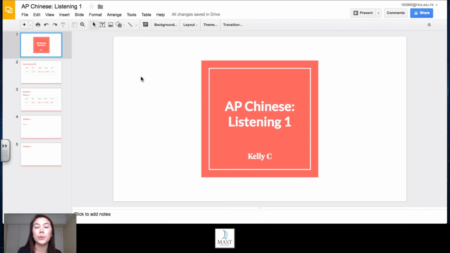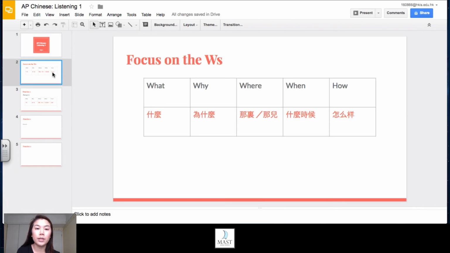How conversation works is that person A would be talking, and you as person B would be given four options to answer a question. What's hard about this part is that you're given very little time. You only hear the recording once, so you need to be very concentrated and you really need to focus on the keywords. What I would suggest students to do is to focus on the W's. Quite quickly, I would just go over everything with you guys.